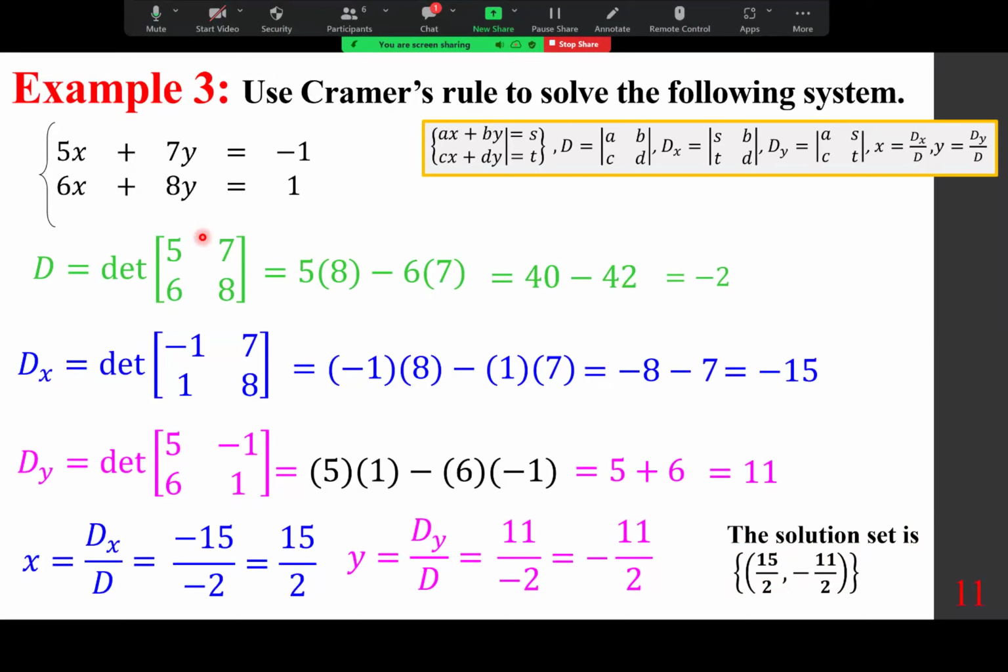So you check. I'm going to check one of them quickly. If I multiply 5 by 15, I get 75 halves. If I multiply 7 by negative 11, I get minus 77 halves. So 75 minus 77 is minus 2 halves, gives us negative 1. You can check the second. So you really have to check to be on the safe side.